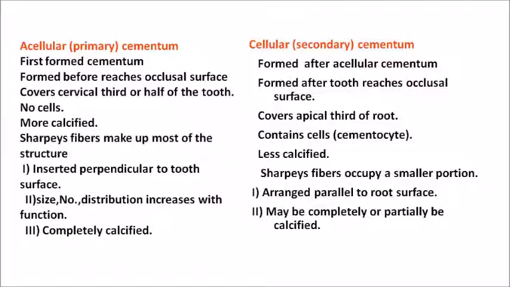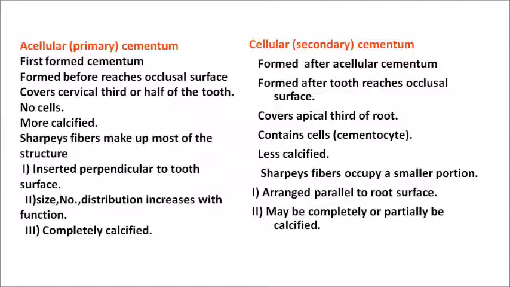Coming to cellular cementum or secondary cementum, it is formed later, after the acellular cementum. The acellular cementum has already formed the coronal portion or the cervical third of the tooth. So what is remaining? The apical third of the root is formed by this cellular or secondary cementum, and it is formed after the tooth reaches the occlusal surface. And cellular cementum definitely contains cells. What cells? Cementocytes. And it is a lesser quality cementum.